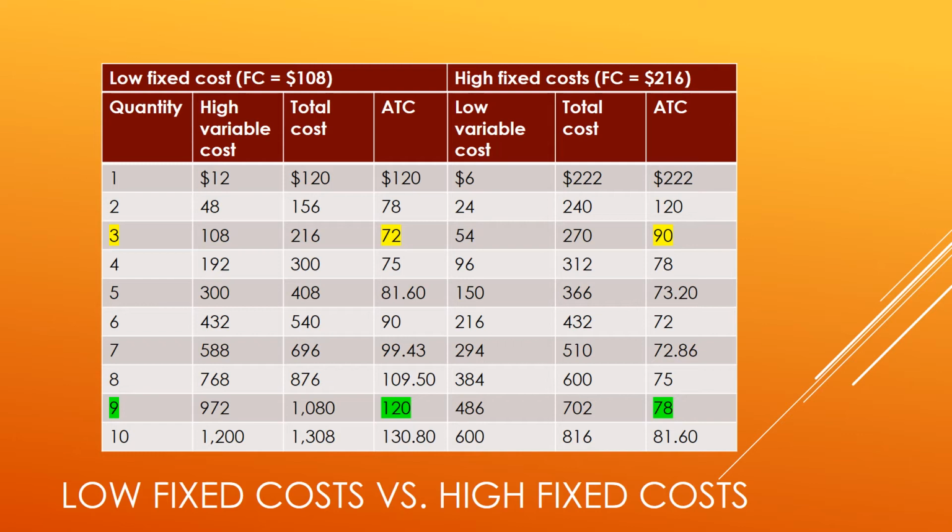So if you just look at the ATC columns, for low fixed costs, it's minimized at the quantity of 3. And then their ATC starts going up: 75, 81, 90, etc. It starts moving up pretty rapidly. For the high fixed costs, their ATC is minimized at the 6th level of output, and then only slowly increases from there. So this decision of whether to have high or low fixed costs is directly related to how much the firm expects to produce. If you expect to produce higher quantities, then you'd want higher fixed costs. If you expect to have lower quantities, then you'd want lower fixed costs.